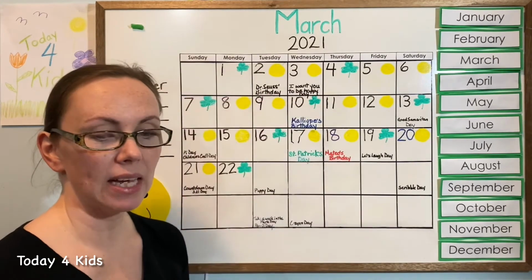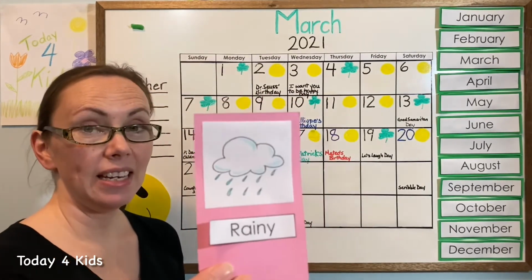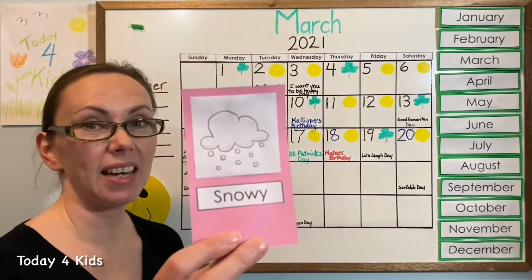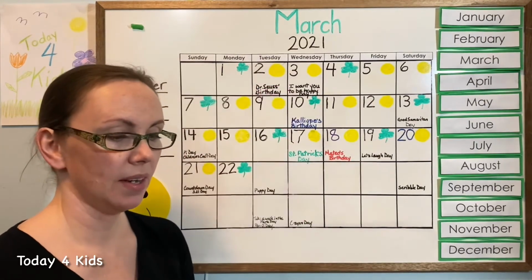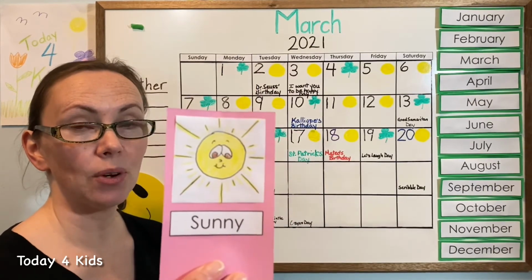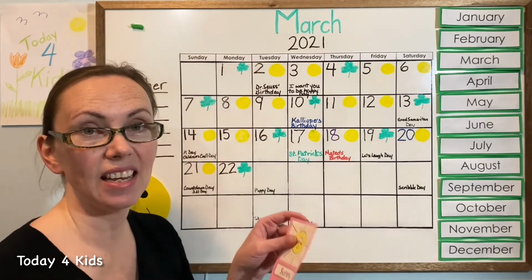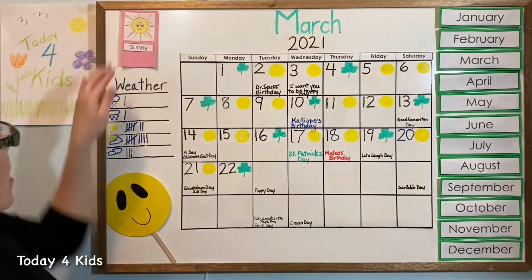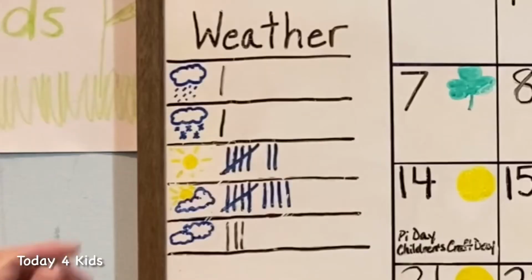We don't have any clouds here. Rainy? So I don't have any clouds, so I don't have any rain either. And I don't have any snow, but I have lots of sunshine. We're having a nice, bright, sunny day today. So we'll put that on the chart. And will you help me enter the weather into our chart?